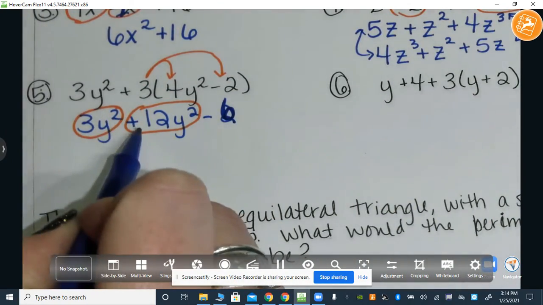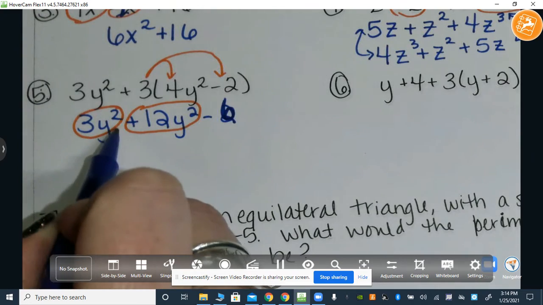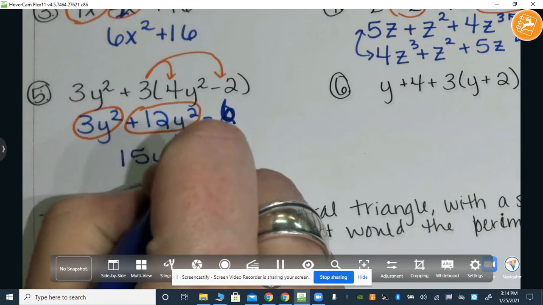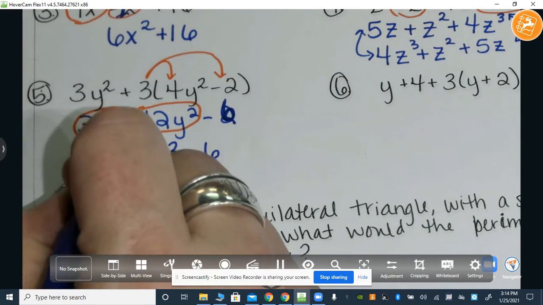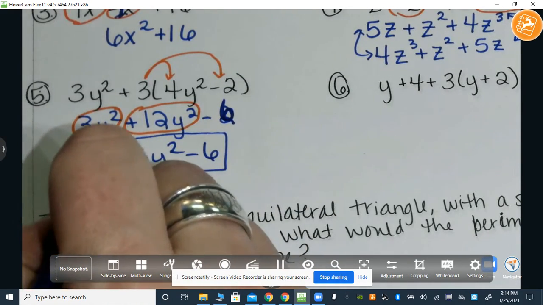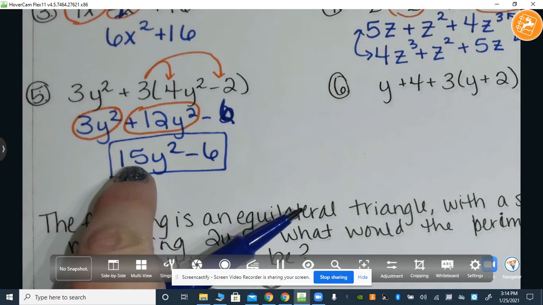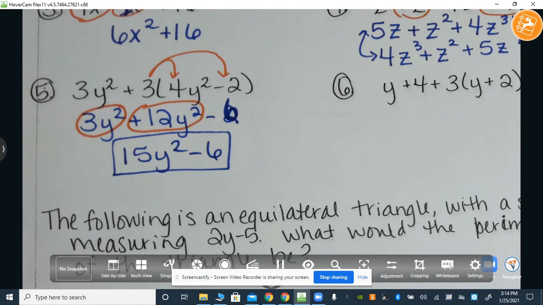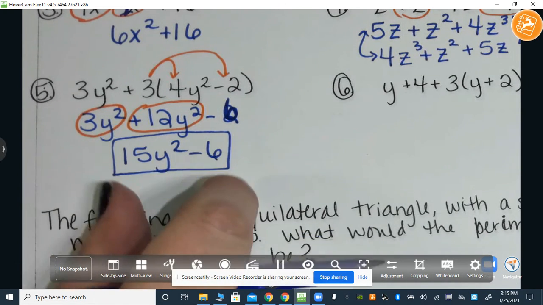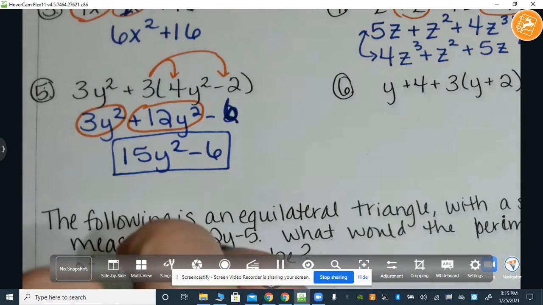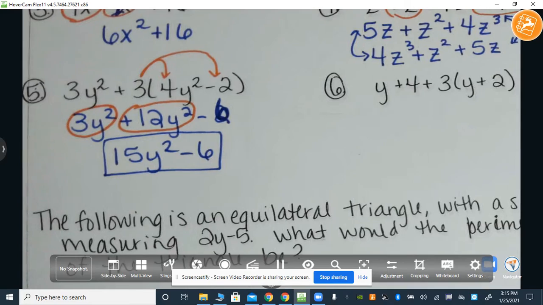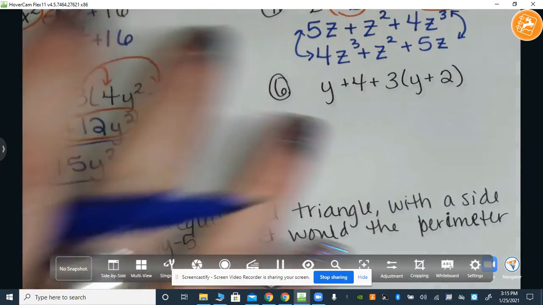So I'm going to look here. So look at the coefficients. Well, 3 plus 12 gives me 15. So I'm left with a 15y squared minus 6. So this is the combined terms of this expression. They're both equivalent expressions. This one is just with all my terms combined together. Kind of like a simplified version. It's like simplifying fractions, but simplifying an expression.